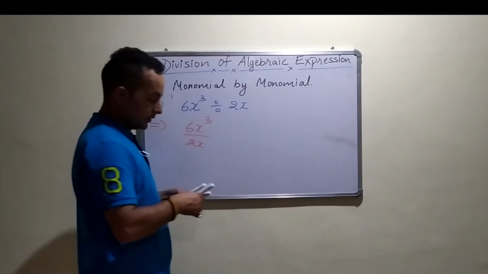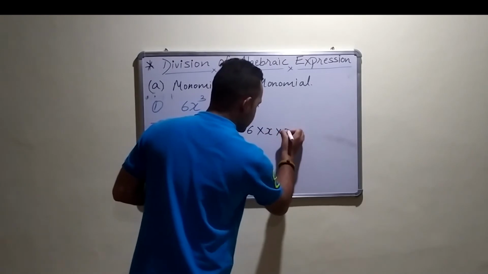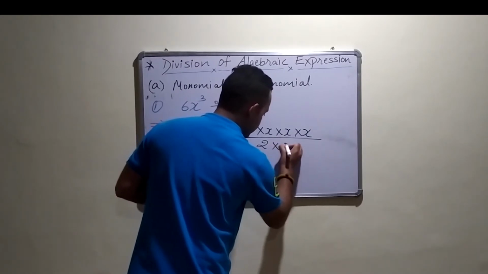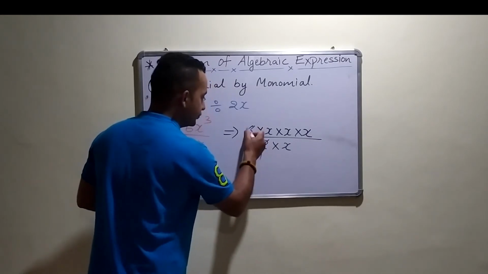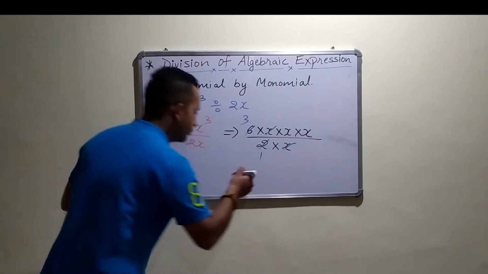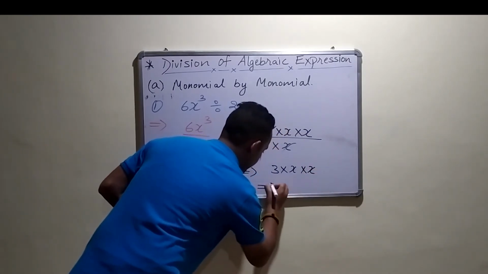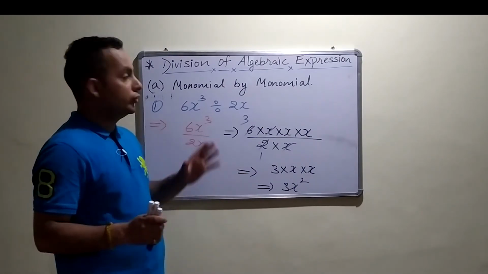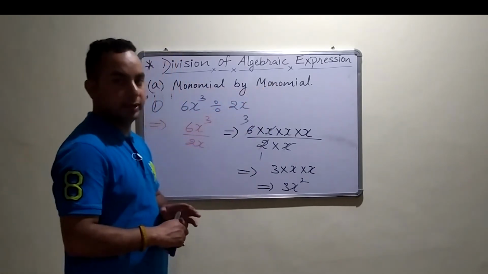You can express this as 6 into x into x into x, and 2 into x. Now you're going to cut this. 2 1s are 2, 2 3s are 6. The x will cut with the variable x. So at last your product is 3 multiplied by x into x, and your answer is 3x squared. This is how you are going to divide monomial by monomial.